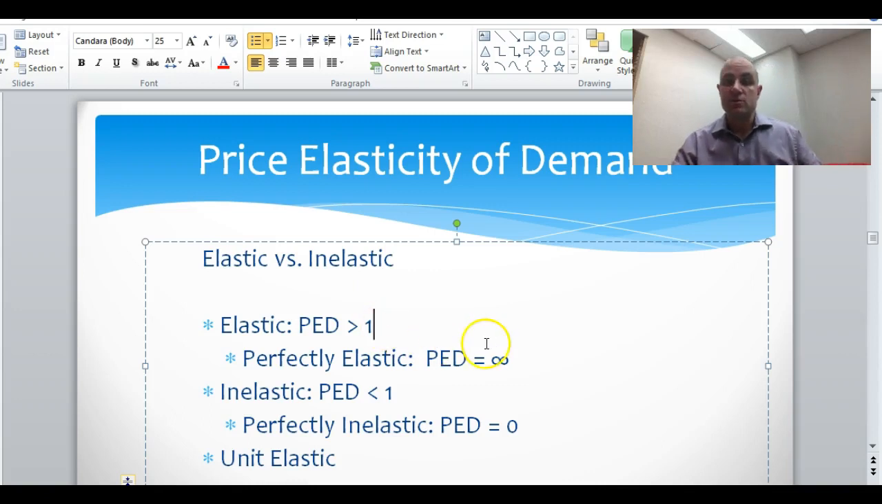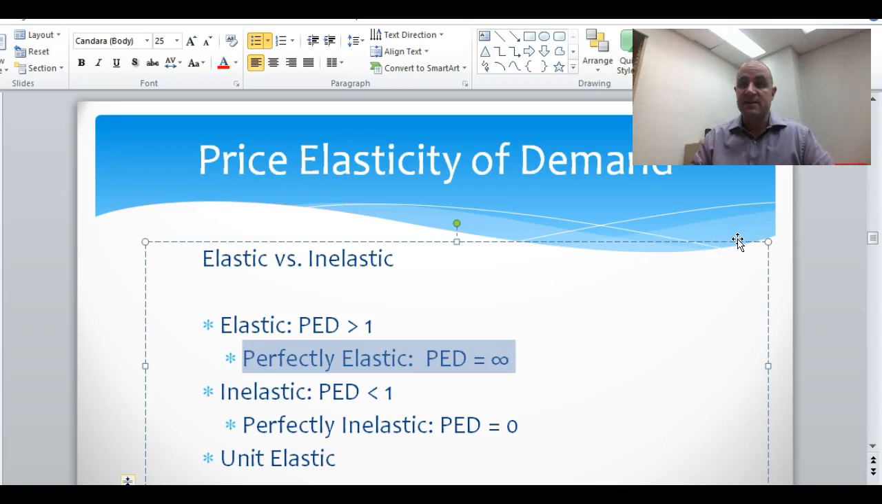Now, this can go up to perfectly elastic demand, which is equal to infinity. It's saying that an infinitely small change in the price can lead to an infinitely large change in the quantity demanded. But the basic idea is that the larger that price elasticity of demand becomes, the more sensitive it becomes to a change in the price. The larger effect a change of the price will have on how many units are demanded of that good. So that's elastic demand.